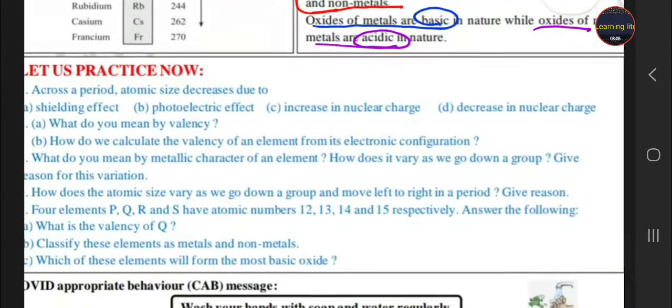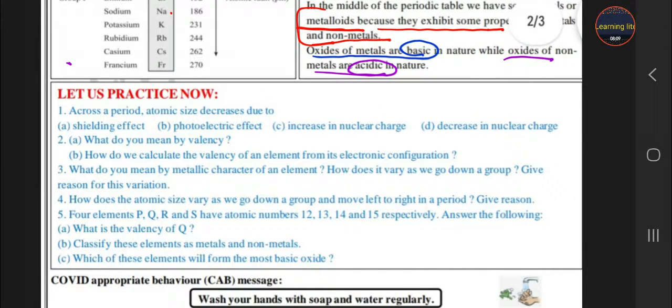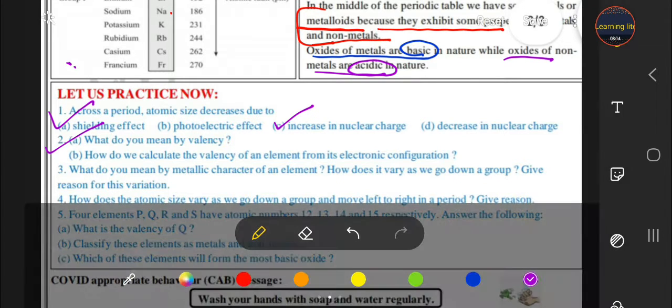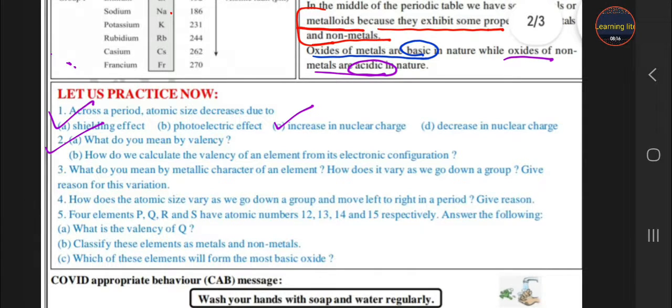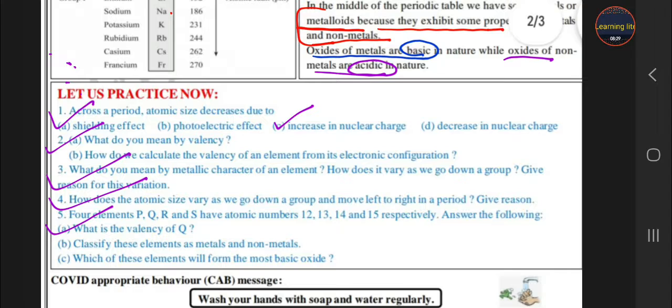Okay, let's do the exercise. Across a period, atomic size decreases due to the increase in nuclear charge. What is valency? How do we calculate the valency? I think you can get this answer at the start of the worksheet. Third, what do you mean by metallic character? I also explained this. How does the atomic size change? I also explained this. Last question, 4 elements P, Q, R, S have the atomic numbers 12, 13, 14 and 15. Answer the following. What is the valency of Q?